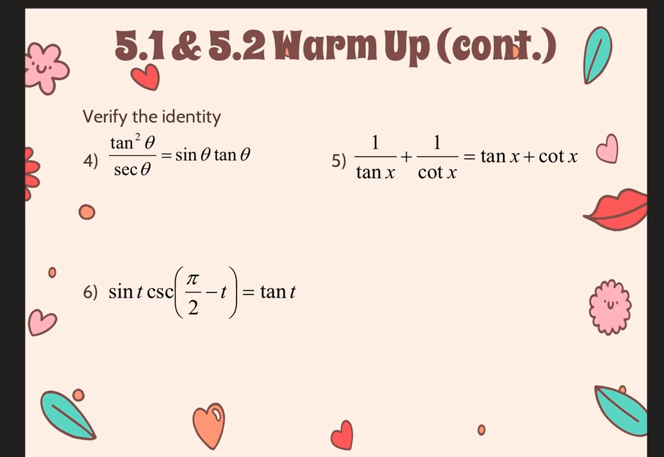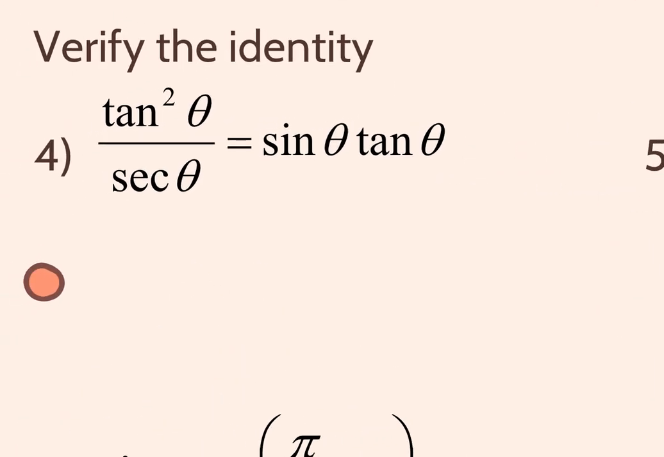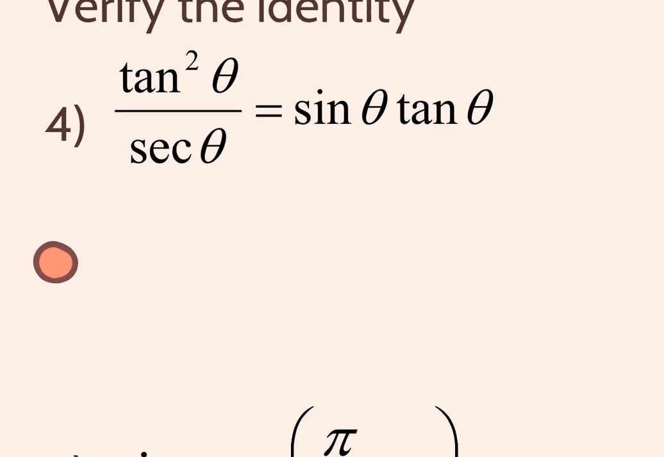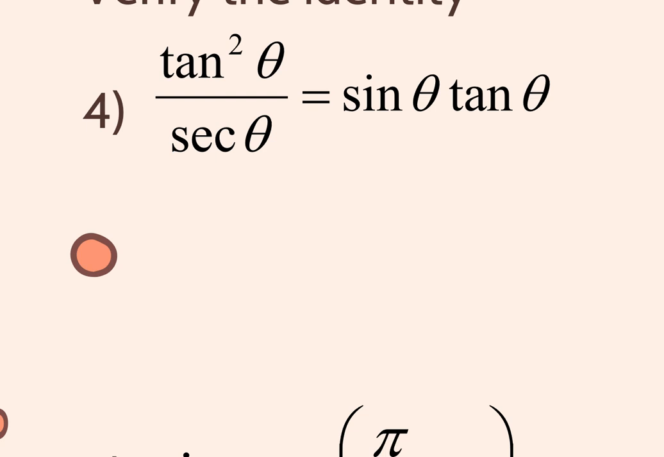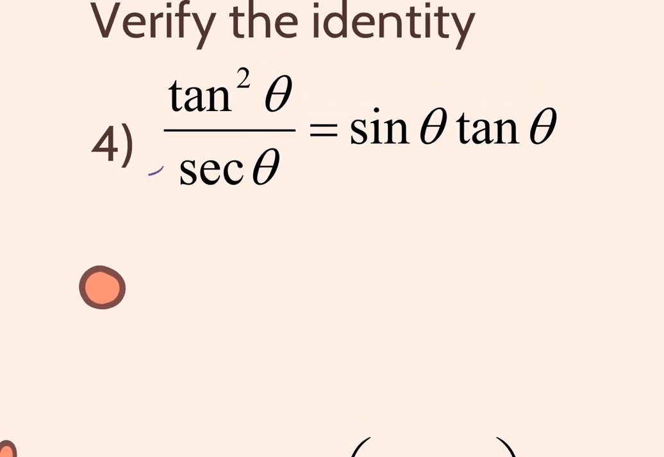All right, then 5-2 is where we had to verify. So now I know the goal I'm working towards, but I got to get there. And you can't skip steps here. So for number 4, one of the things you could do is bring secant to the top. When I bring secant to the top, it becomes cosine.